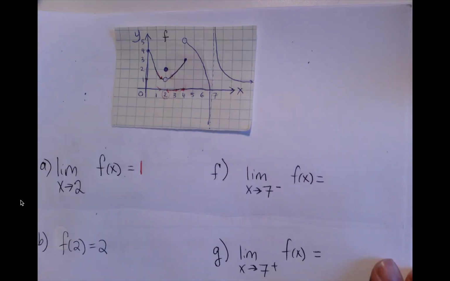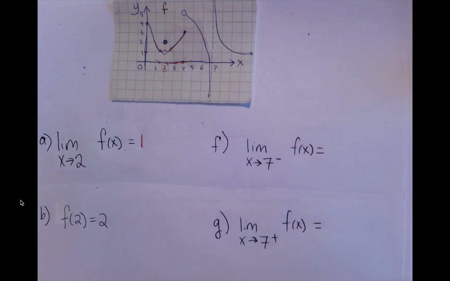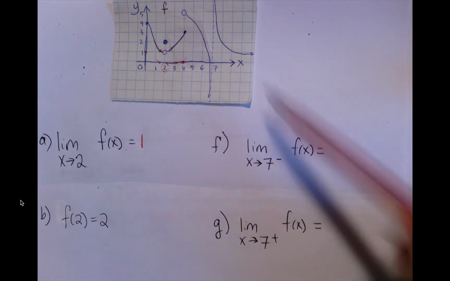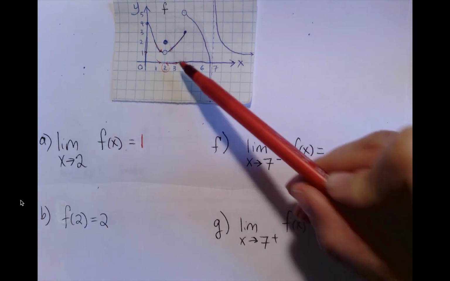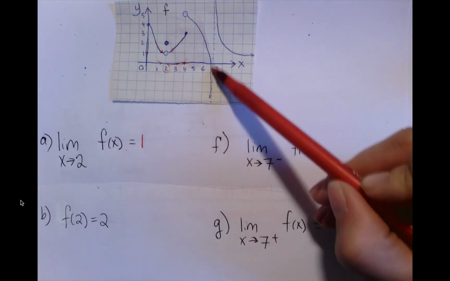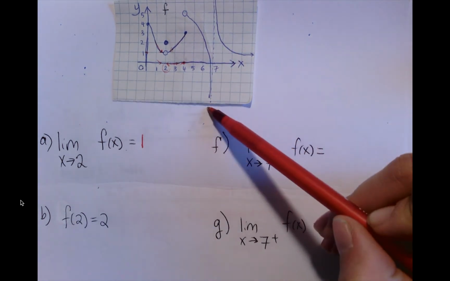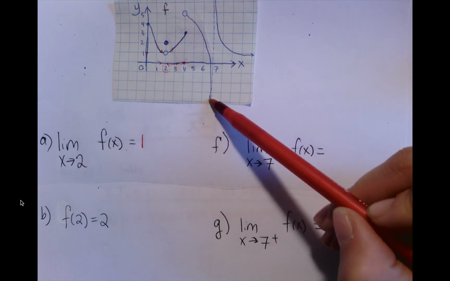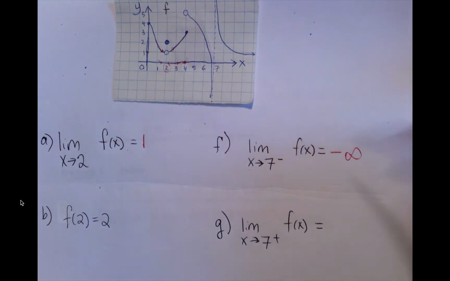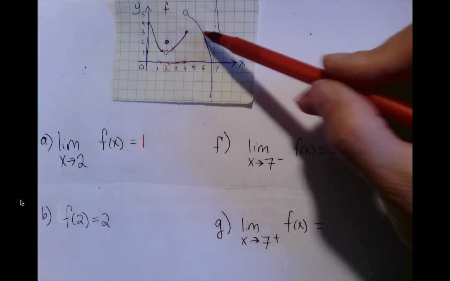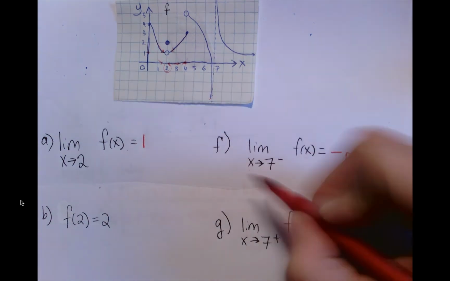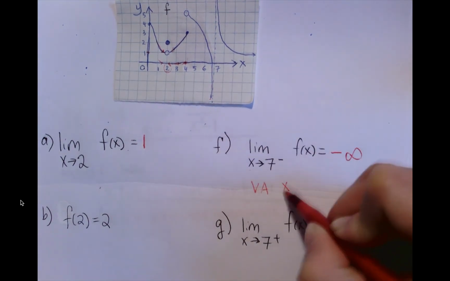So let's move on to f here. The limit as x approaches 7 from the left. So I find 7, and I'm going to approach from the left. Now it appears that the graph is going down here. It looks like a vertical asymptote. And when that happens, we say the graph is approaching negative infinity. I'm sorry, the limit is approaching negative infinity. And we have a vertical asymptote of x equals 7.